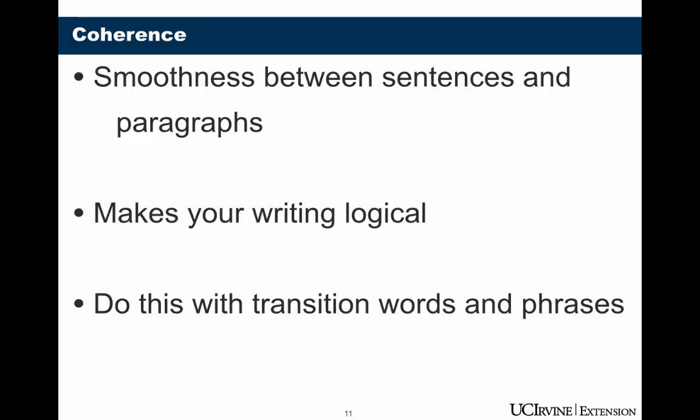Another thing we need to talk about in an essay is coherence. Coherence means the smoothness between sentences and paragraphs. Coherence helps to make your writing logical. And the way we do this is to use transition words and phrases.